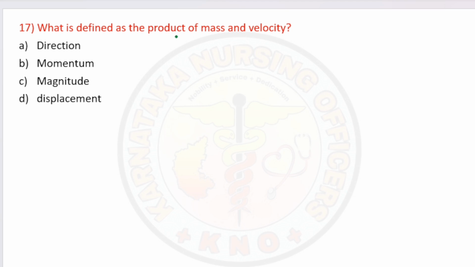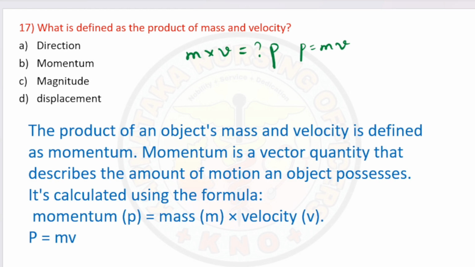What is defined as the product of mass and velocity? The product of mass and velocity is what? Option A, direction. Option B, momentum. Option C, magnitude. And option D, displacement. The product of mass and velocity is termed momentum, represented by small p. So p is equal to mv. Product of mass and velocity is called momentum.